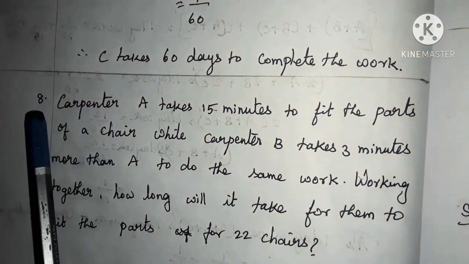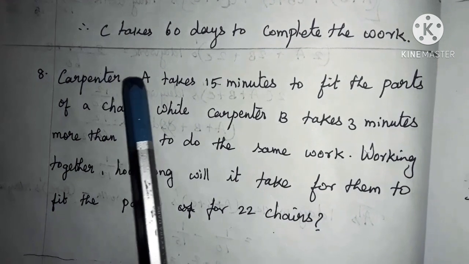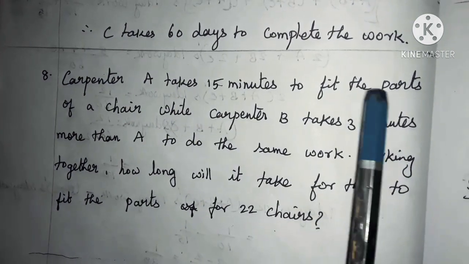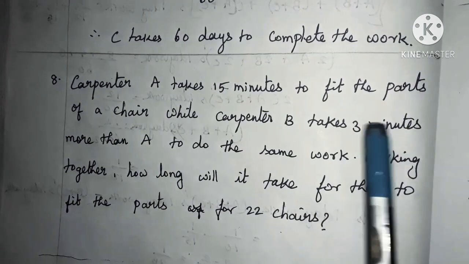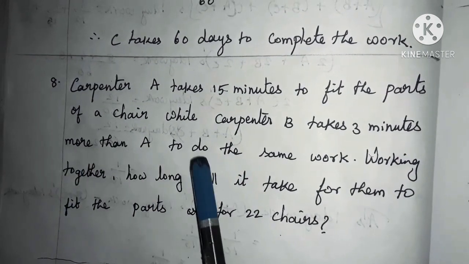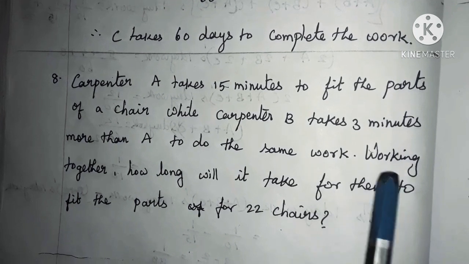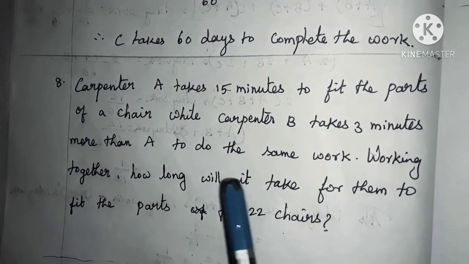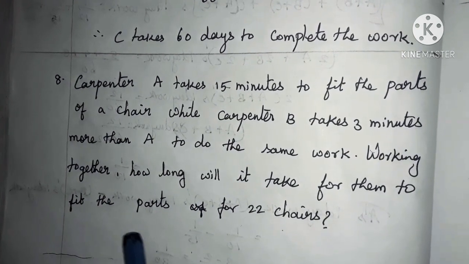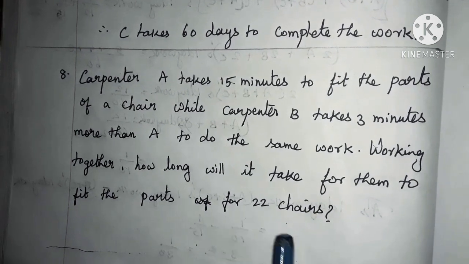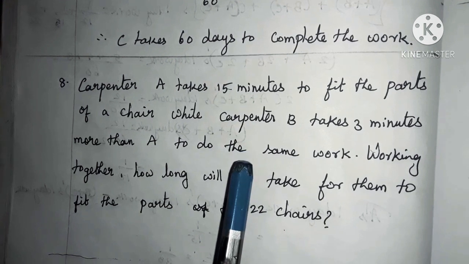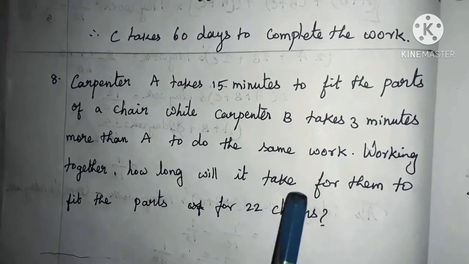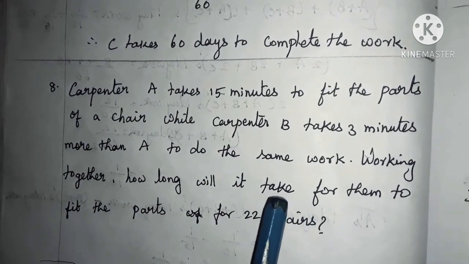Now see the 8th sum. Carpenter A takes 15 minutes to fit the parts of a chair while carpenter B takes 3 minutes more than A to do the same work. Working together, how long will it take for them to fit the parts for 22 chairs? A's work is given and B's work is given. When they work together, how long do they take to complete the 22 chairs? You have to find out.